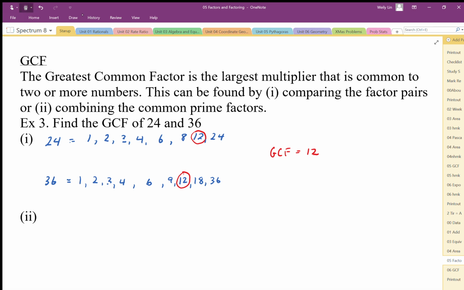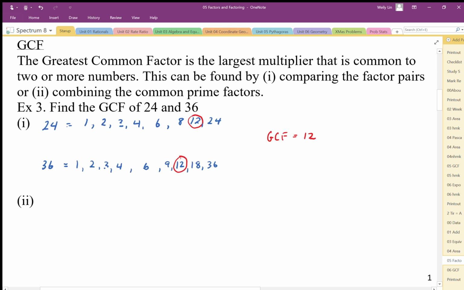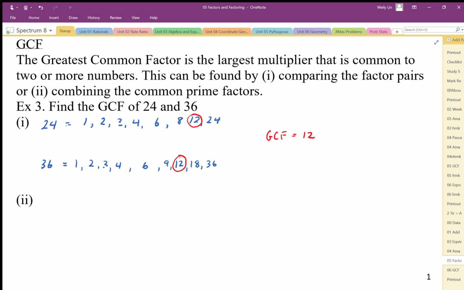We can find the greatest common factor in a slightly more efficient way by showing the prime factors, and it looks like this. I'm going to factor these into prime numbers. 24 becomes, and we can do a factor tree here, 2 and 12, 4 and 3, 2 and 2. So we get 2 times 2 times 2 times 3. That's my prime factors.